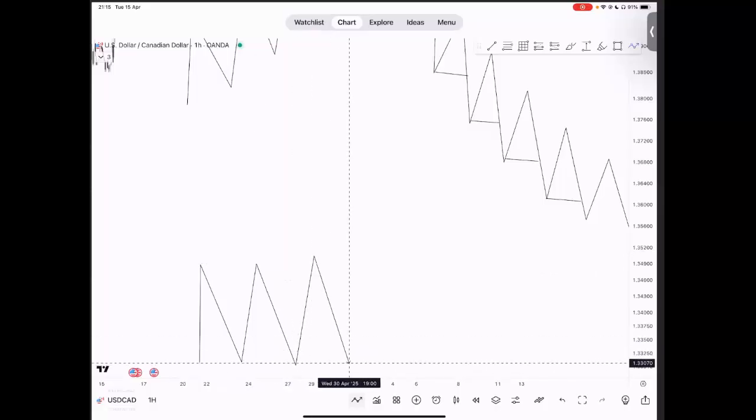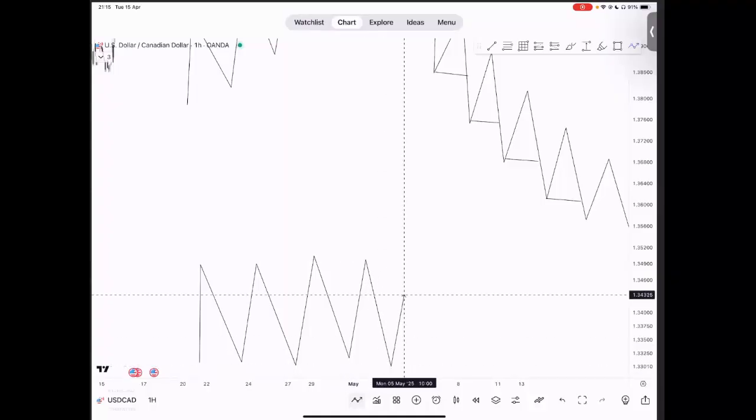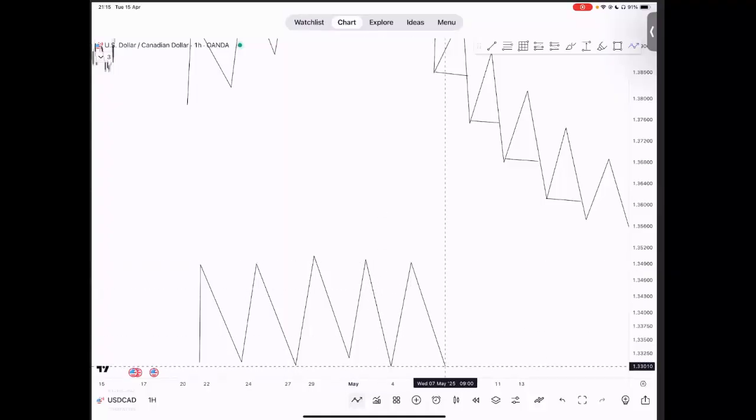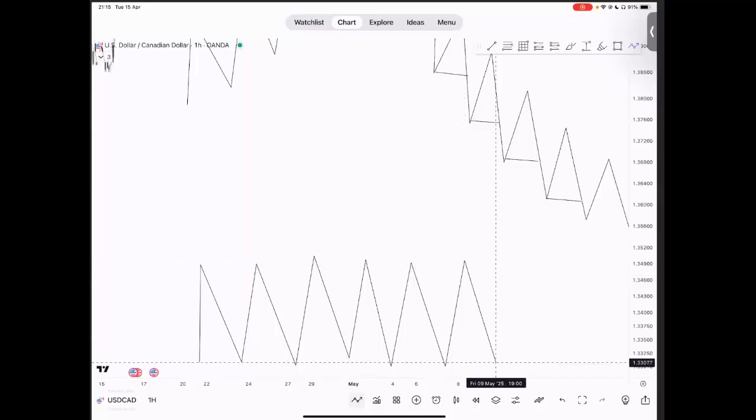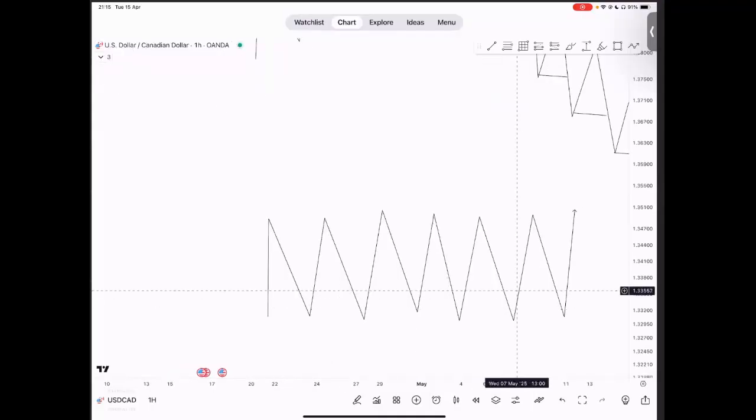And then we talked about the third type of market structure, which we call the ranging or consolidation market structure, which we established as price moving in a series of relatively equal highs and relatively equal lows. So uptrend, higher highs, higher lows. Downtrend, lower highs, lower lows. The third type, which is the ranging or the consolidation market structure, equal highs and equal lows.